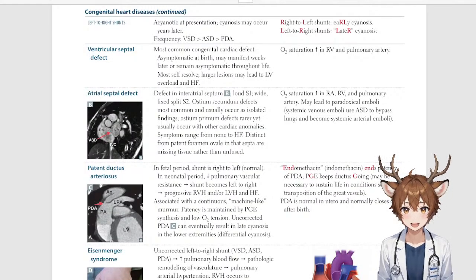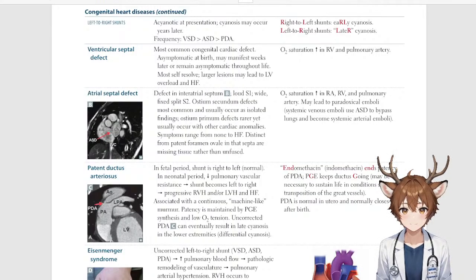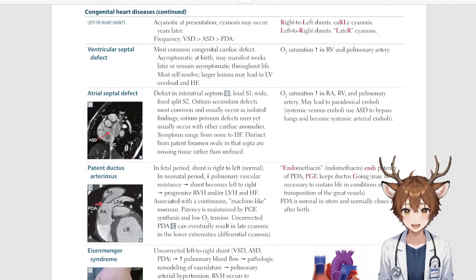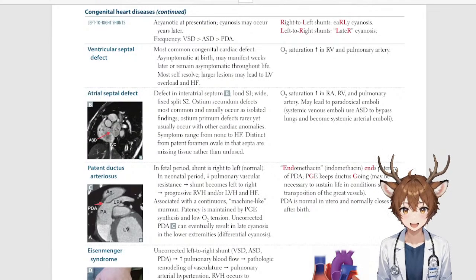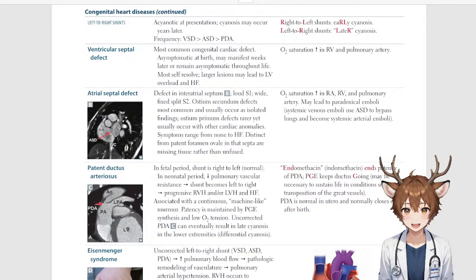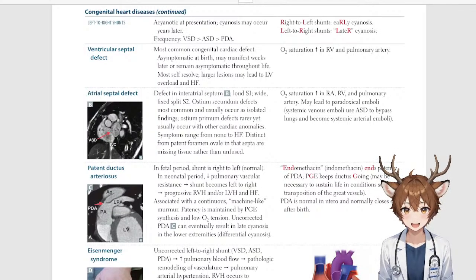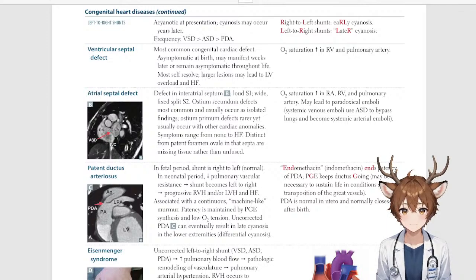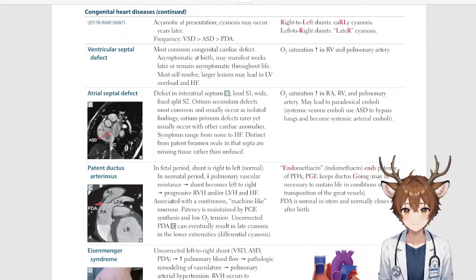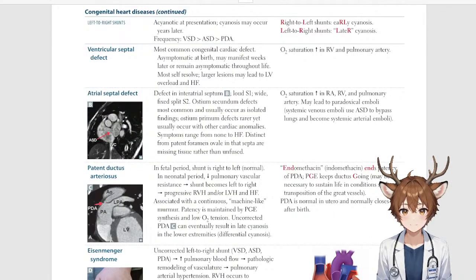So what about a ventricular septal defect, a VSD? Asymptomatic at birth, may manifest weeks later, or remain asymptomatic throughout life. Most smaller defects self-resolve. Larger defects, if left surgically untreated, can cause an increase in pulmonary blood flow and left ventricular overload, Eisenmenger syndrome, which may progress to heart failure. O2 saturation increases in the right ventricle and pulmonary artery.